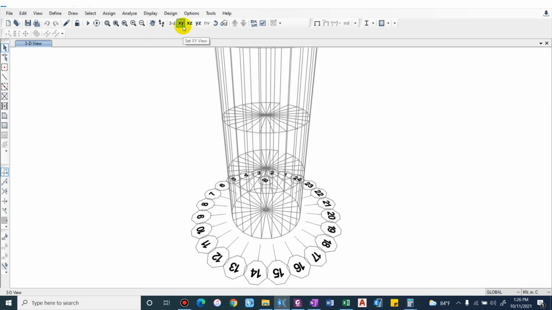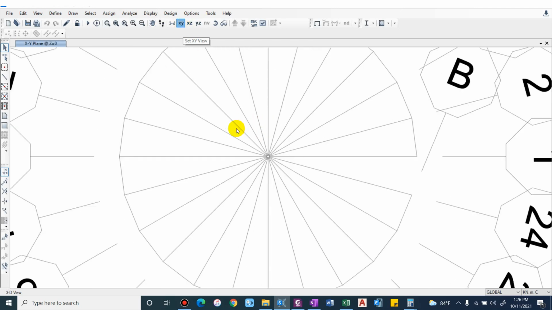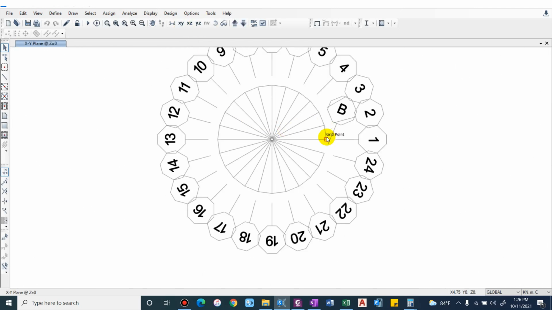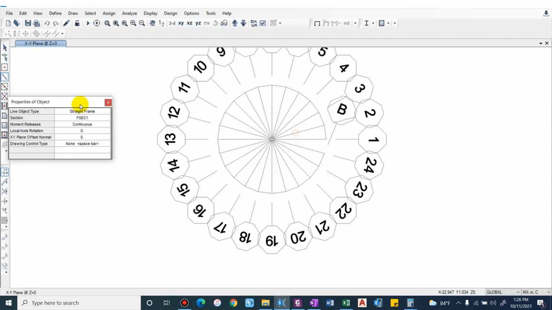Now firstly we'll model the base slab. Coming to xy, this is basically 4.75, and let us draw a frame. It is a little bit tedious to model circular elements in SAP, so I wanted to make you learn these things as well.